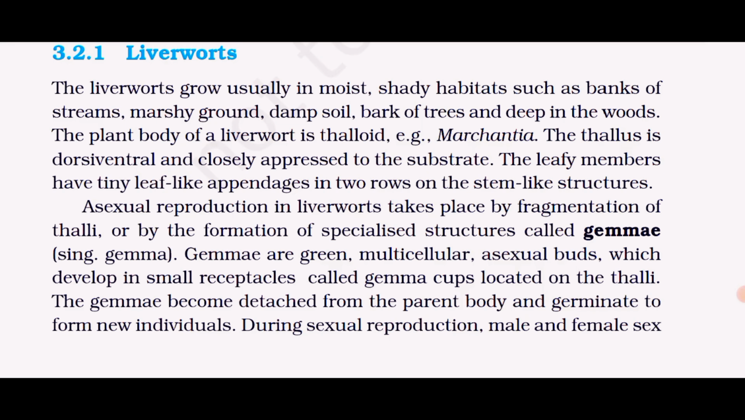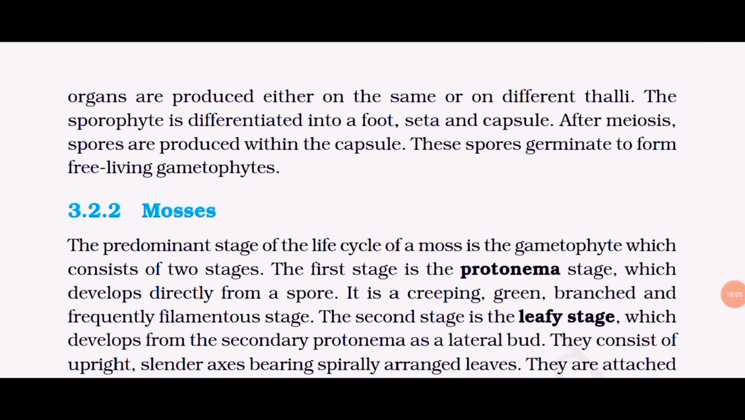Asexual reproduction in liverworts takes place by fragmentation of thalli or by the formation of specialized structures called gemmae. Gemmae are green multicellular asexual buds which develop in small receptacles called gemma cups located on the thalli. The gemmae get detached from the plant body and germinate to form new individuals. During sexual reproduction, male and female sex organs are produced either on the same or on different thalli.